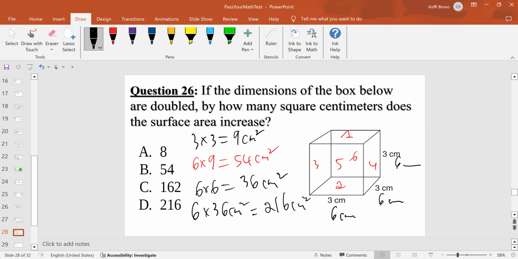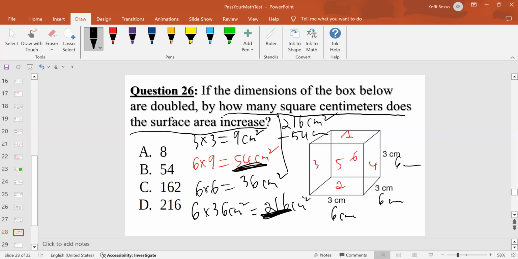Now, the question says by how many square centimeters does the surface area increase. Before we got 54, and now we got 216. So we want to know the difference, which is 216 square centimeters minus 54 square centimeters. If we do this calculation, you get 162. The correct choice is C.